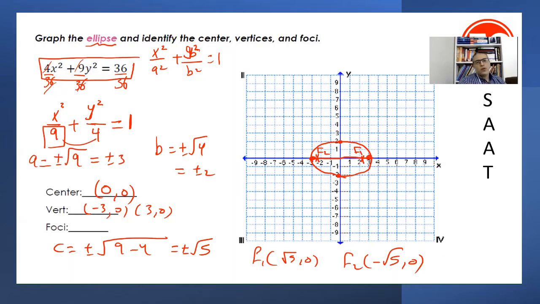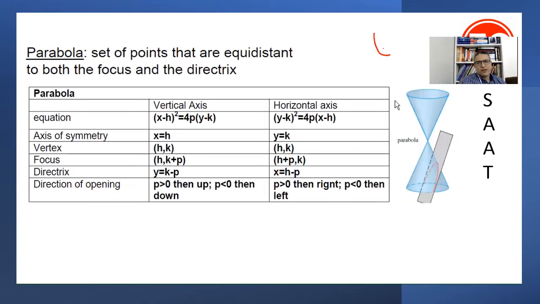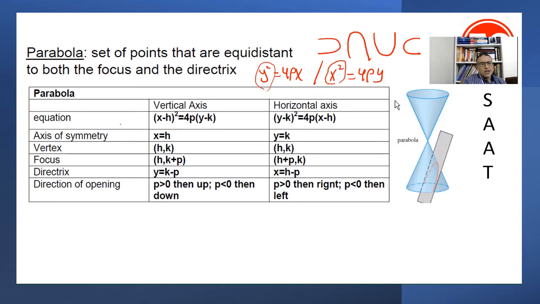Now, go to the third conic section, which is the parabola. As you know, a parabola is a curve that opens up, down, to the right, or to the left according to its equation. The general equation of the parabola is y squared equals 4px or x squared equals 4py. If it's x squared, it opens up and down. If it's y squared, it opens right and left. This equation in front of you is for the case where the center of the parabola is 0 and 0.